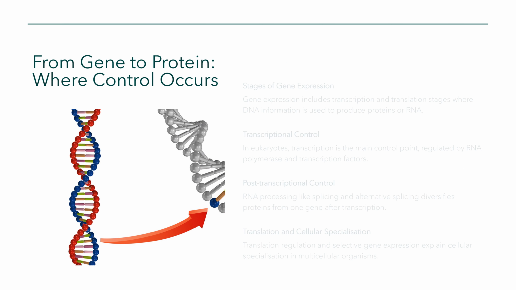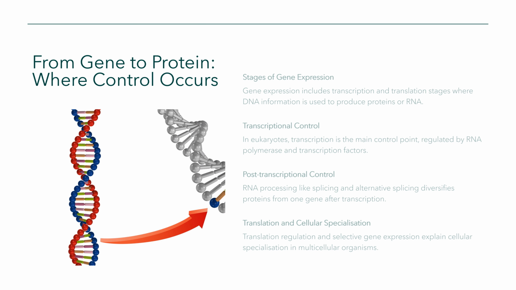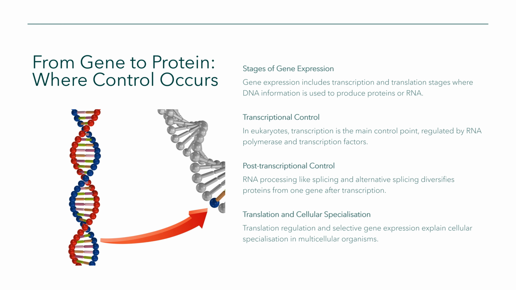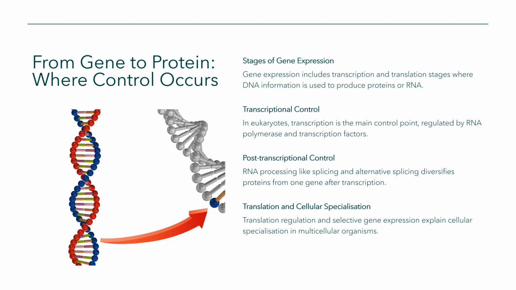Gene expression refers to the process by which information encoded in DNA is used to synthesize functional proteins or RNA molecules, and it involves two main stages, transcription and translation. Control of gene expression can occur at multiple points along this pathway, but in eukaryotic cells the most significant regulatory step is transcription. During transcription, RNA polymerase binds to promoter regions of genes and synthesizes messenger RNA, mRNA.